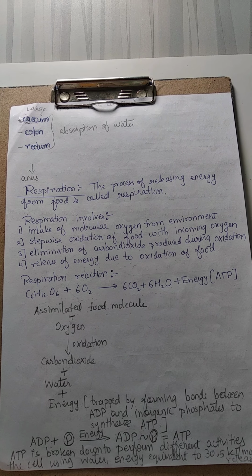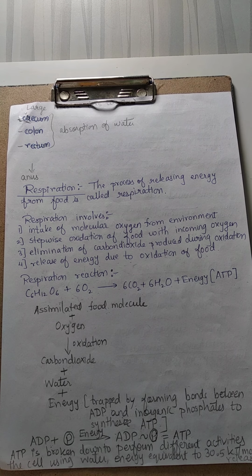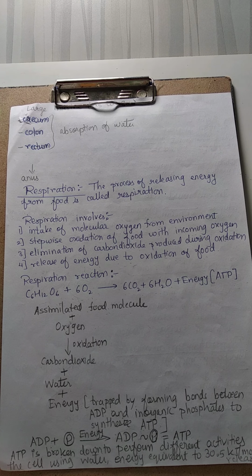right? For example, for the contraction of muscles, we don't need it in the form of ATP. This energy is used in the form of mechanical energy, right? Because we have to perform an action, we have to move the muscle. Mechanical muscular action will happen, right? So this energy is used accordingly. So this ATP is further broken down as per the activity of the body which is to be performed.